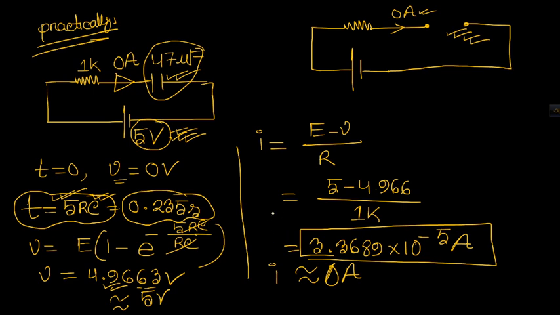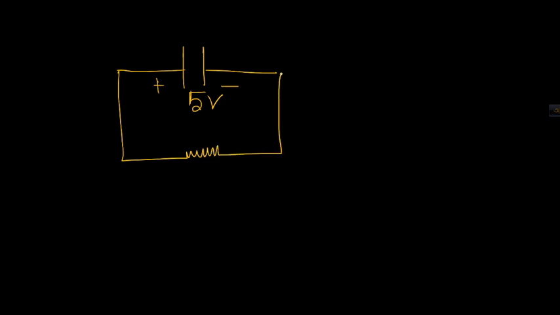In the next video we will see this: we have charged the capacitor, and the voltage across this capacitor is 5 volt. Now if we connect a resistor with this capacitor, what will happen, how will the capacitor discharge? We will see this in the next video.